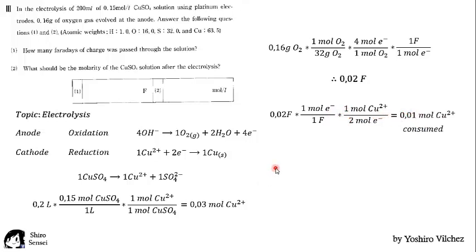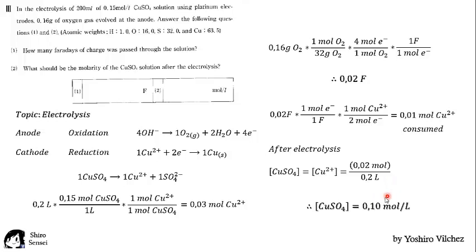So after the electrolysis the moles of copper 2 plus ion remaining are 0.02 moles and the volume is still the same, 0.2 liters. So finally the concentration of copper sulfate after the electrolysis will be 0.1 mol per liter.